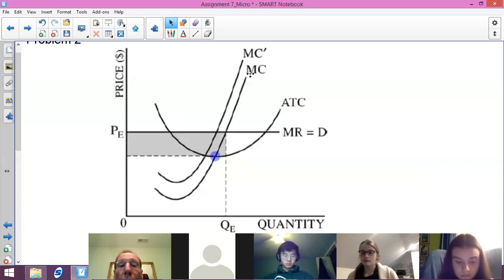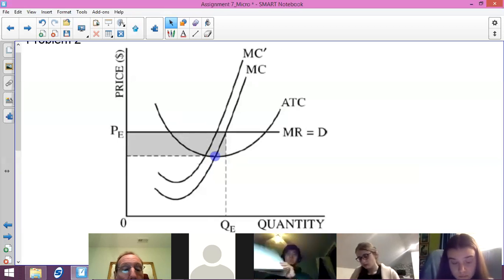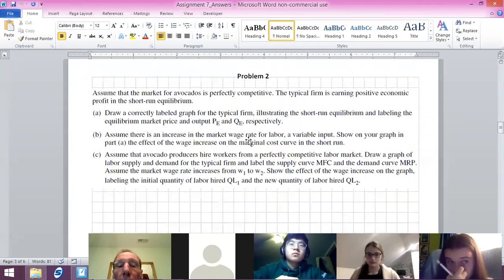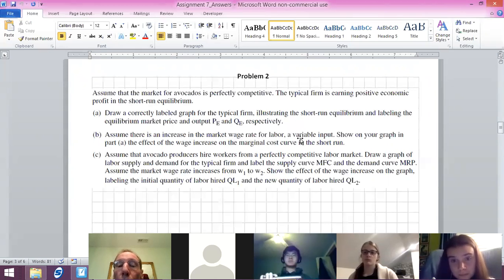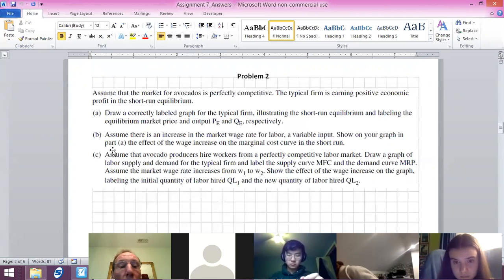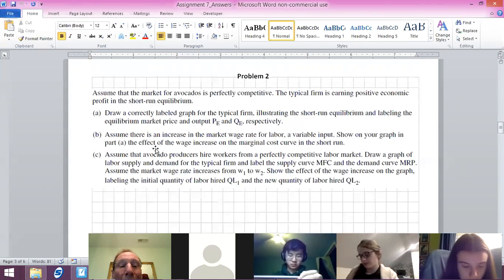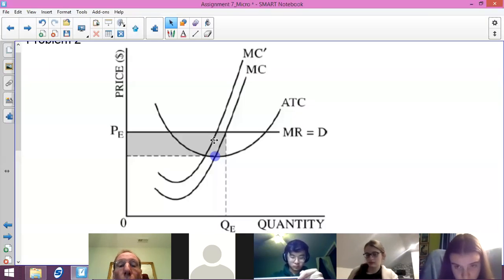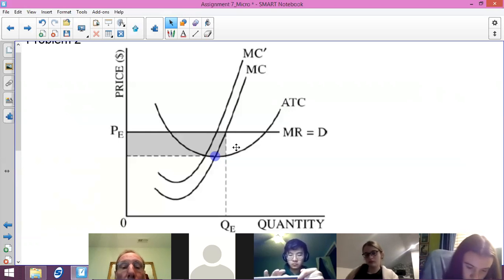Okay, now we have a second marginal cost curve drawn here because it's telling us that there is an increase in the market wage rate for labor, which is a variable factor input for production. And we want to show on our graph that we just drew in part A the effect of the wage increase on the marginal cost curve in the short run. Well, what's going to happen is the marginal cost for a producer gets more expensive at every level of output because wages are higher, because they're having to pay their workers more.